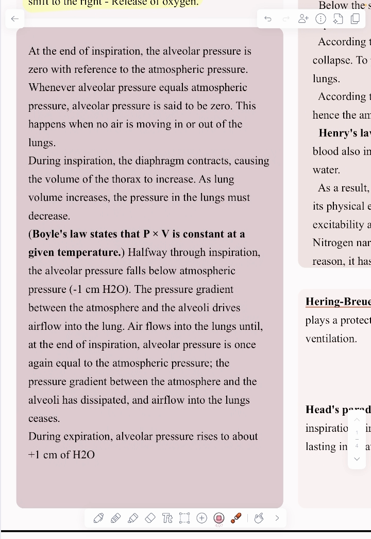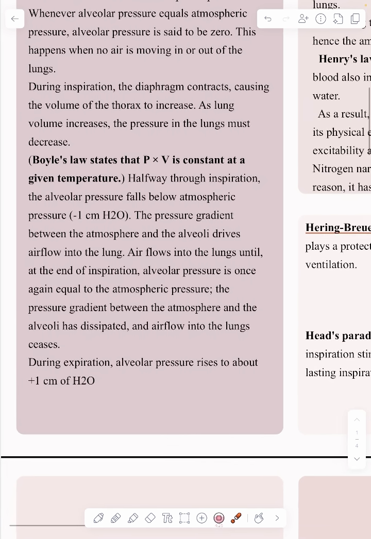Why must it decrease? Because of Boyle's law. Boyle's law states that P times V is constant at a given temperature. That means P is inversely proportional to V, and if V increases, P should decrease. Halfway through inspiration, the alveolar pressure falls below atmospheric pressure, that is -1 centimeter water. The pressure gradient between the atmosphere and the alveoli drives airflow into the lungs.